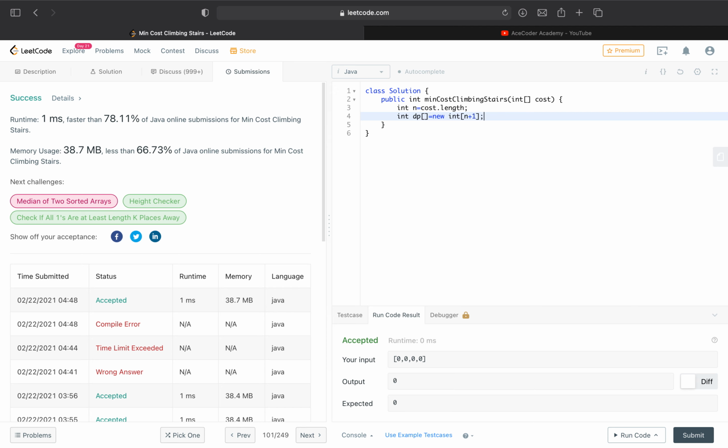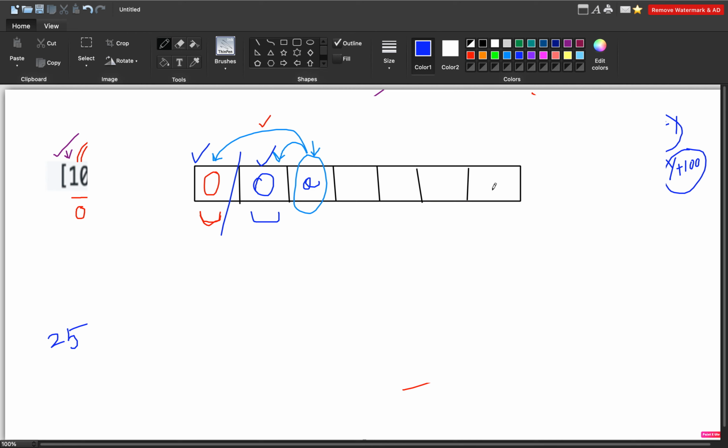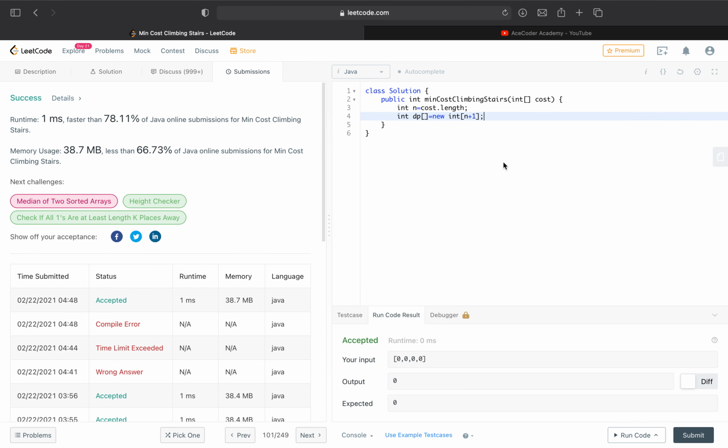So why am I making it n+1? Since we are required to reach outside the array, we have to calculate for this index also, one extra index. So that is the reason. Let's make a for loop from 0 to n.